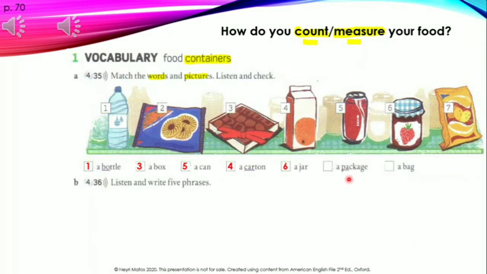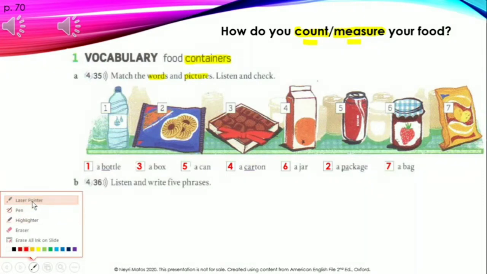That's number 6. Usually in jars, we have jam, right? Next, we have a package. That's number 2. We usually have cookies, right? Or crackers and other things. And next, we have a bag. That's number 7. And here we have a bag of chips. Okay? So these are the most common food containers. We have many food containers, right? And here we have only 7, but we have many examples, right?